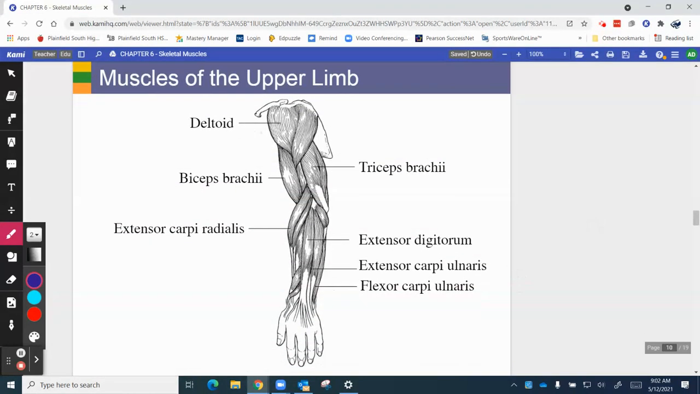And then muscles of the upper limb. So this is where the deltoid would show up a little bit more. And then you've got both the bicep.